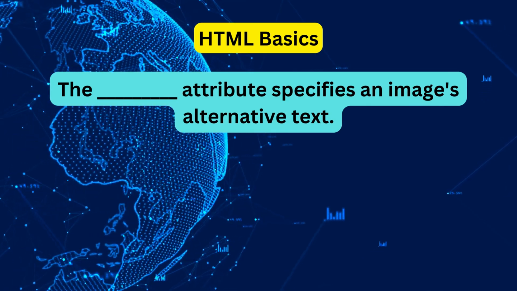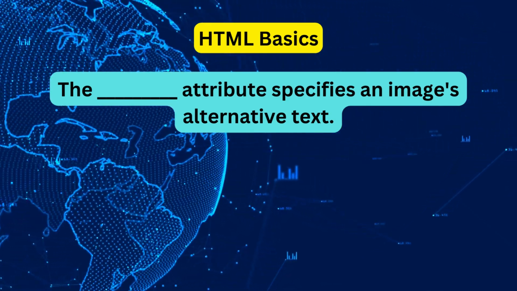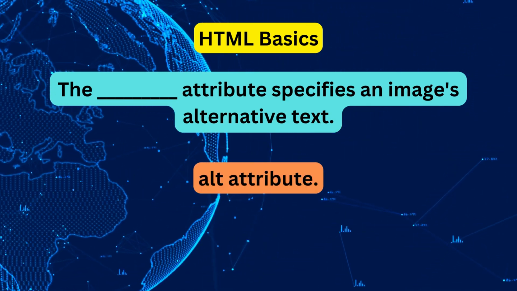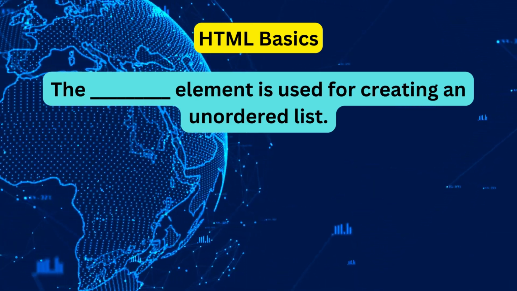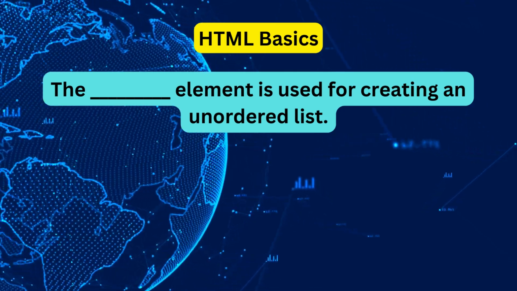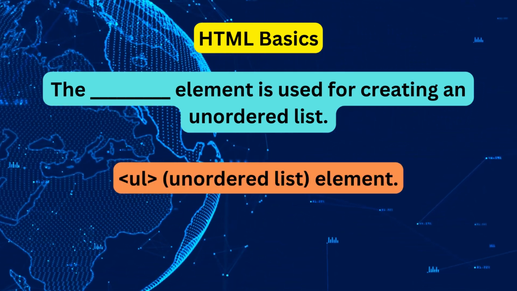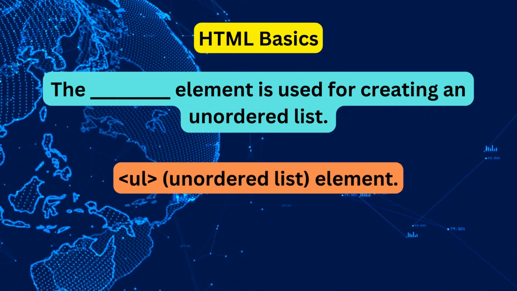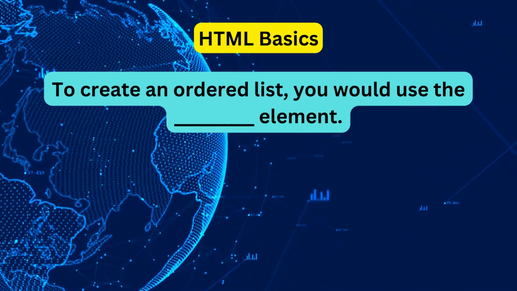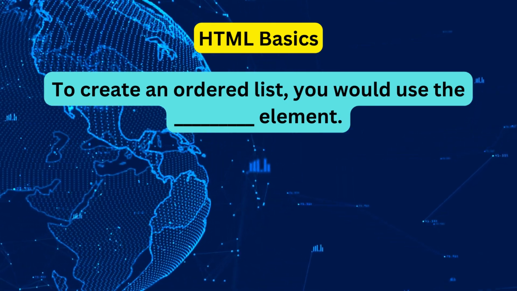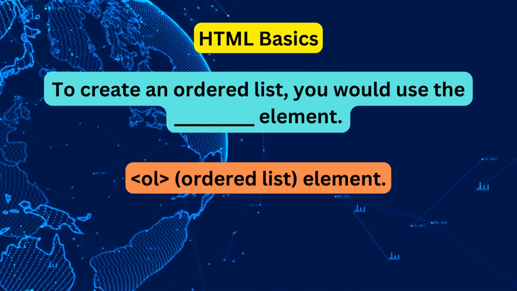The alt attribute specifies an image's alternative text. Alt attribute. The <ul> element is used for creating an unordered list. Unordered list element. To create an ordered list, you would use the <ol> element. Ordered list element.